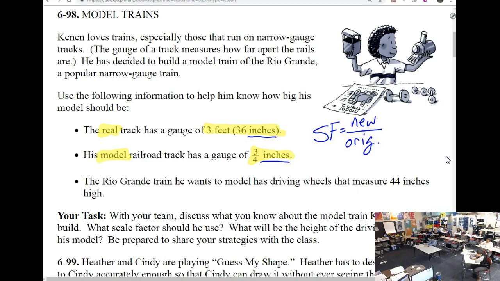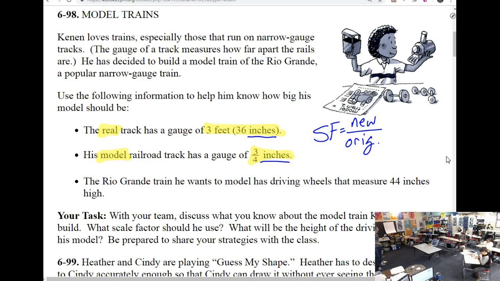More and more, we will start to throw you problems where you have to pay attention to units. So this is CPM being nice and giving you both, but as you move forward, be aware the problem will probably be more like the real one is 3 feet. The model one is 3/4 inches. And you have to identify feet, inches, I gotta make common units. So luckily, or nicely, they give us 36 inches for the rail track and 3/4 of an inch for the model track.